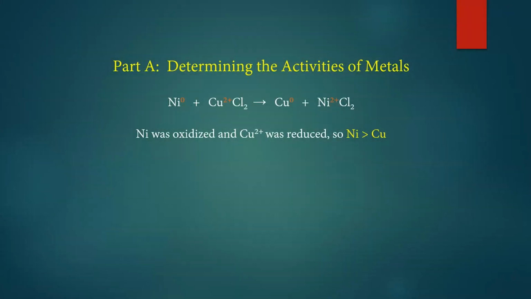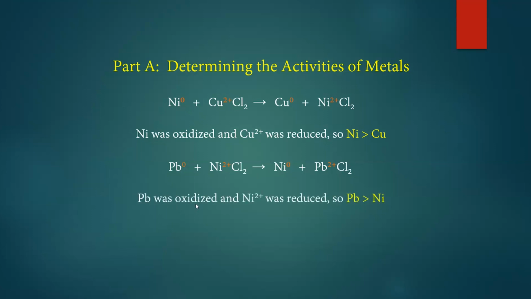Now let's take a look at a second reaction. This time we'll look at the reaction between lead and nickel. So the first time we did nickel versus copper. Now we'll do lead versus nickel. If we look at the charges, the lead's charge went from 0 to +2. So an increase in charge means that the lead was oxidized. Nickel's charge went from +2 to 0. A decrease in charge means that the nickel was reduced.